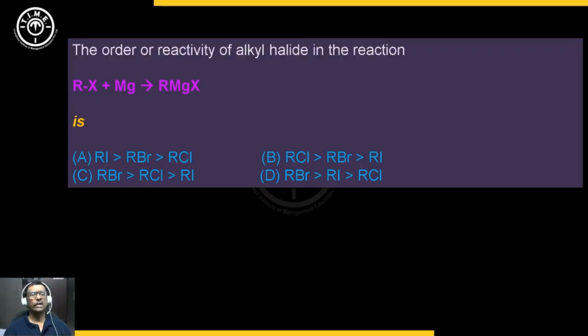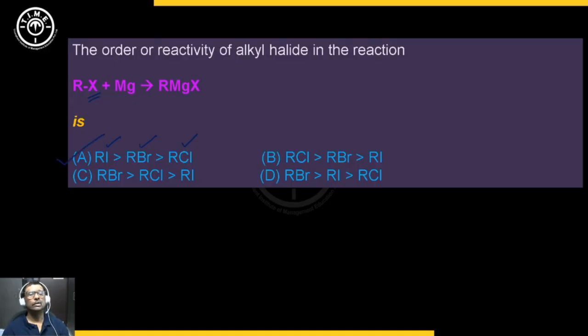The order of reactivity, I think this is one of the simplest questions. Once again, you know that this X needs to be a good leaving group. So the leaving group order is iodine more than bromine more than chlorine. So we have option A as the answer.